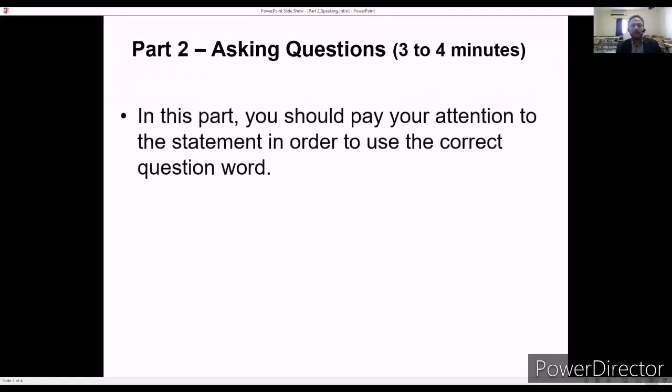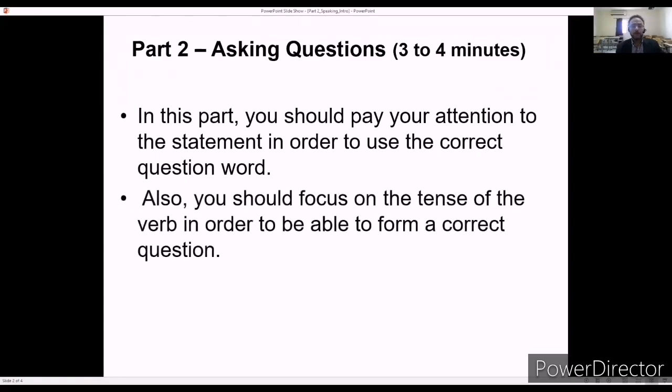In this part, you should pay your attention to the statement in order to use the correct question word. Also, you should focus on the tense of the verb in order to be able to form a correct question.